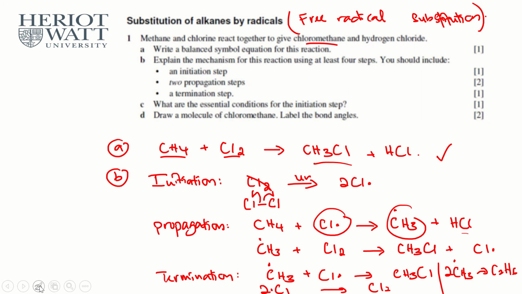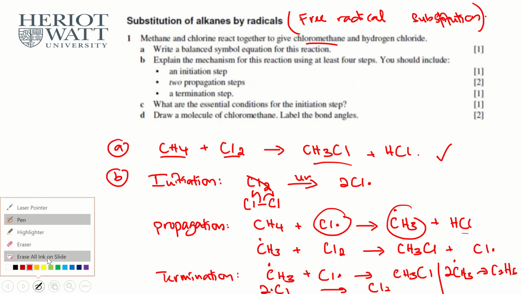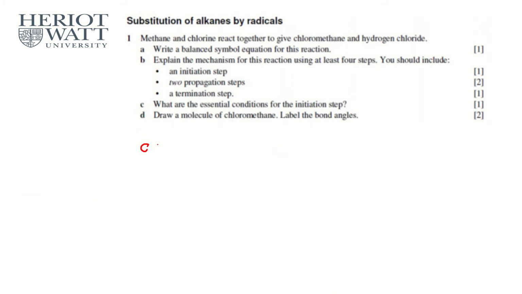So the next step will be C. Part C. Now, part C, what are the essential conditions for the initiation step? Obviously, you need UV light. Okay, UV radiation provides enough energy to break a covalent bond between the halogens. And bond energy between halogens is actually slightly weaker compared to the rest of the covalent bonds. So the answer for C will be UV light.